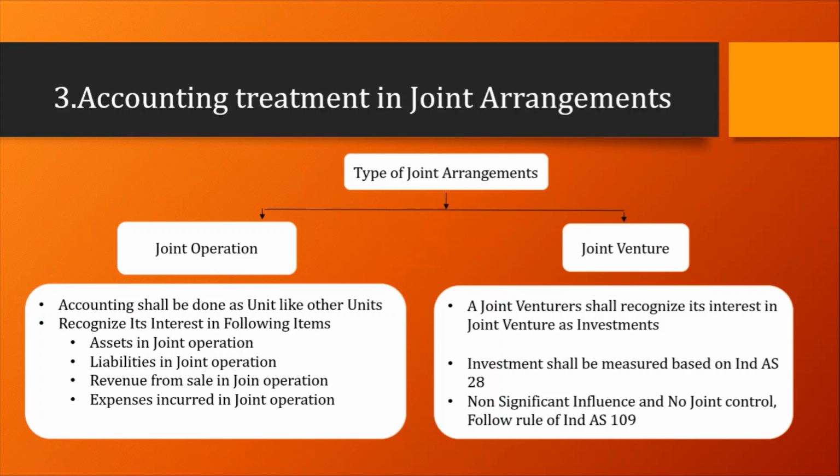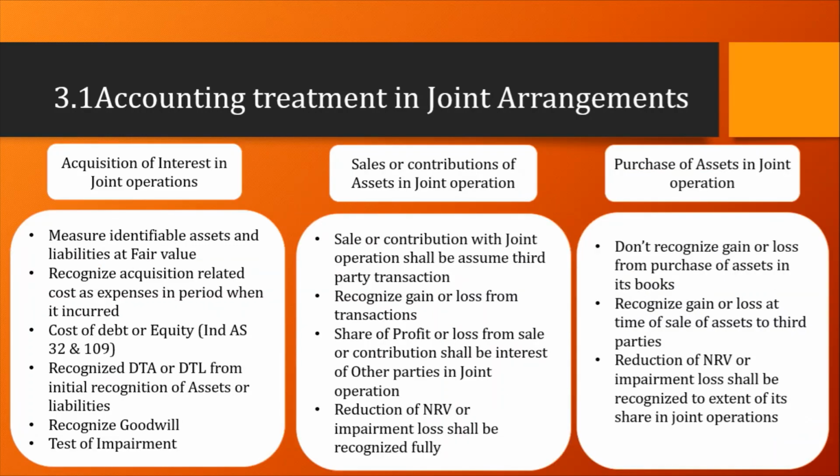Okay, topic number 3.1, accounting treatment, second part of the joint arrangement. Here we will discuss the three basic transactions which may occur in the joint operation. First is acquisition of interest, second is sale or contribution of assets, and third is purchase of assets from a third party in joint operations.